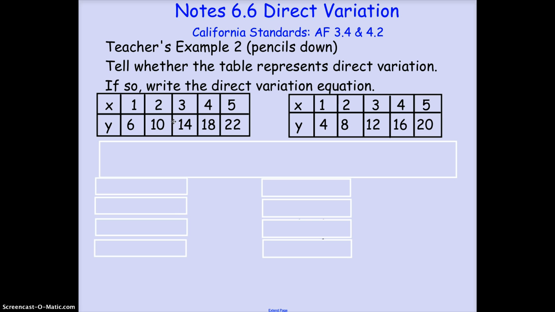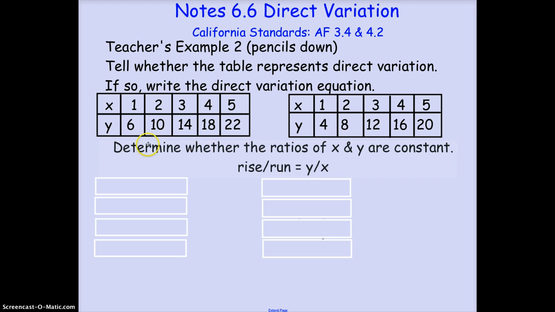If it does, and if it doesn't have a slope of 0, meaning it wouldn't be lying right on the x-axis, then it does represent direct variation. So if you'd like to graph, that might be the easiest way. If not, we want to determine if the ratios of x and y are constants.